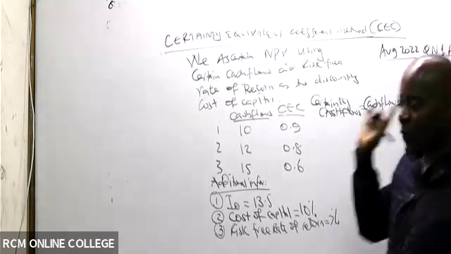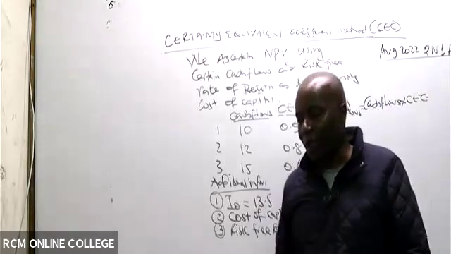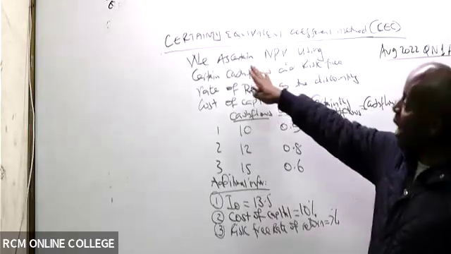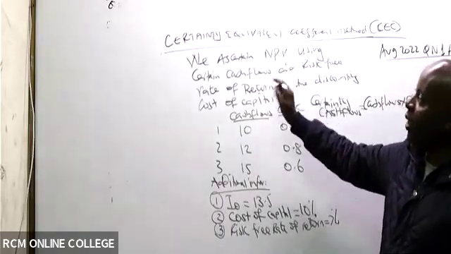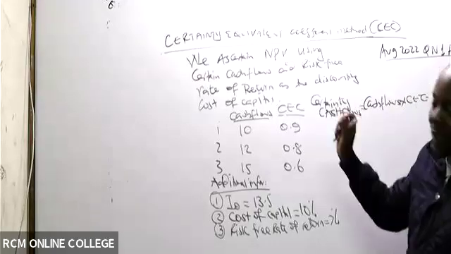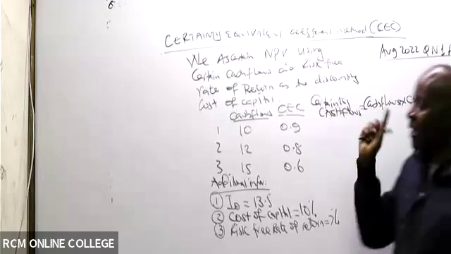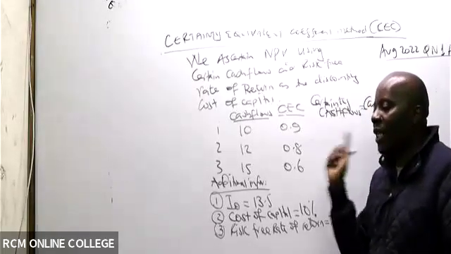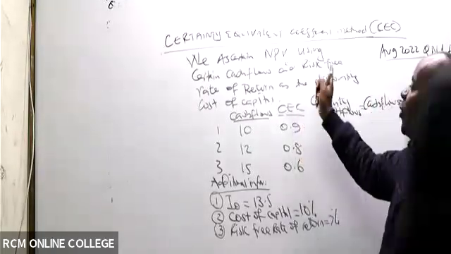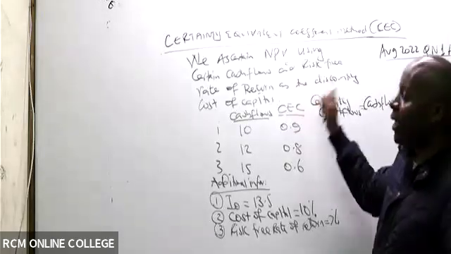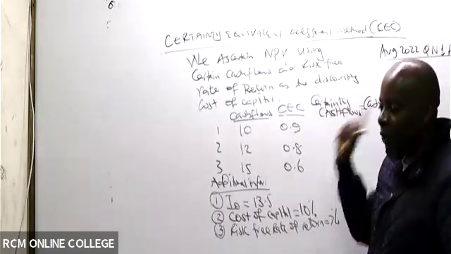So whenever they talk of certainty equivalent coefficient method, we are supposed to appreciate the fact that in our CEC method, we normally ascertain net present value using certain cash flows, and the risk-free rate of return as the discounting cost of capital.